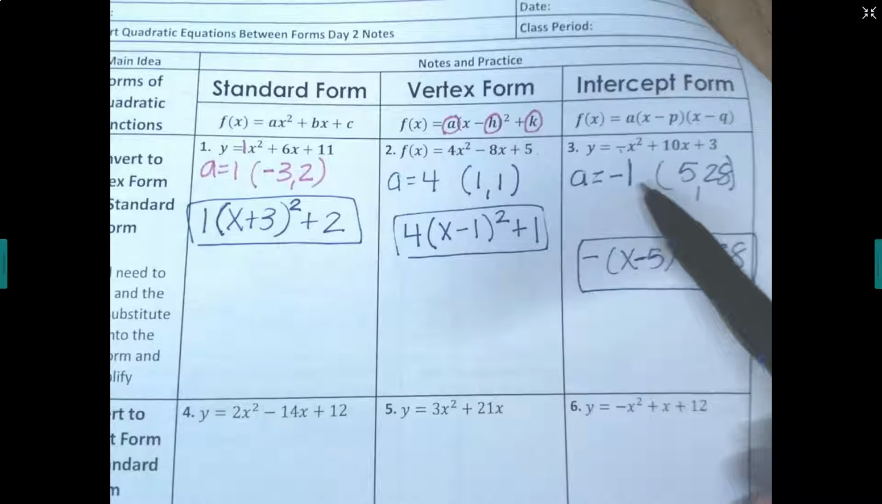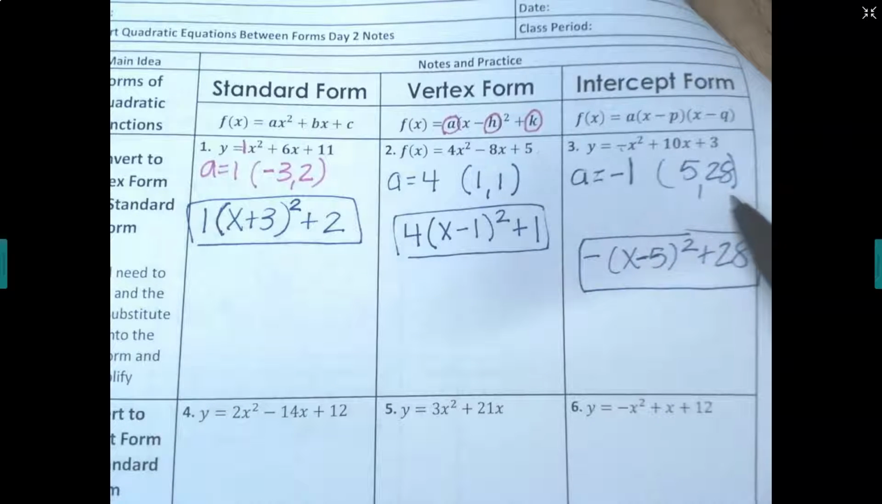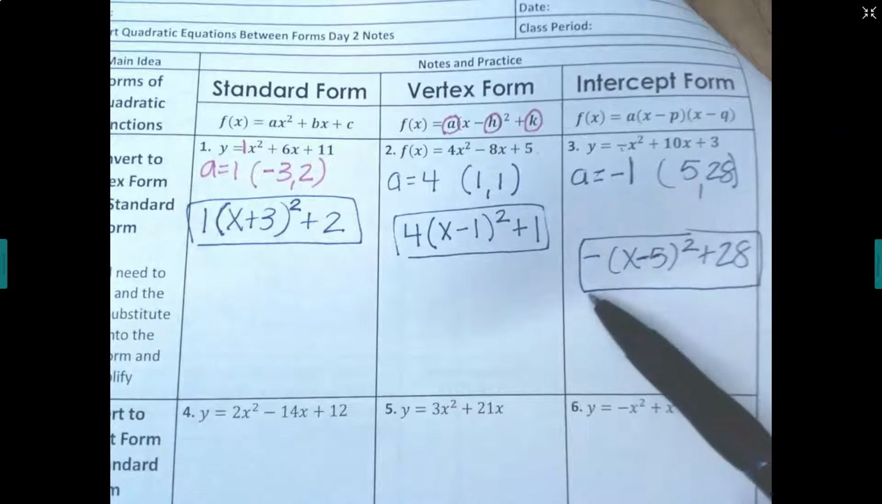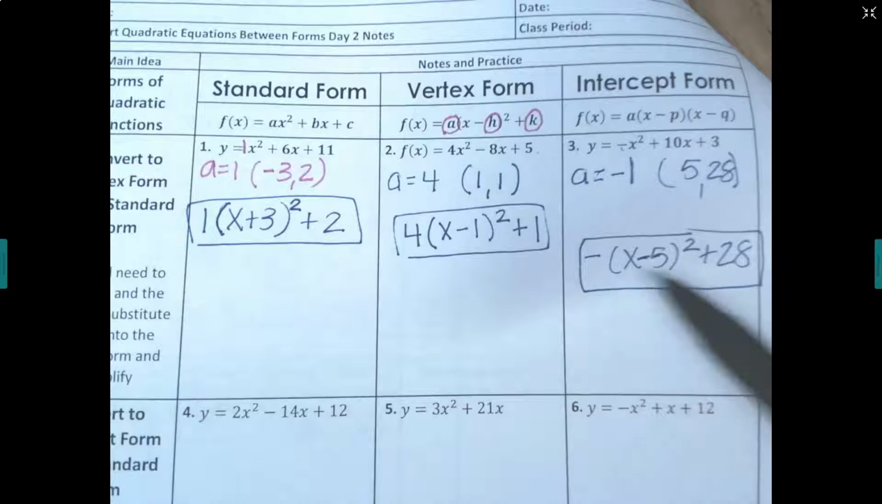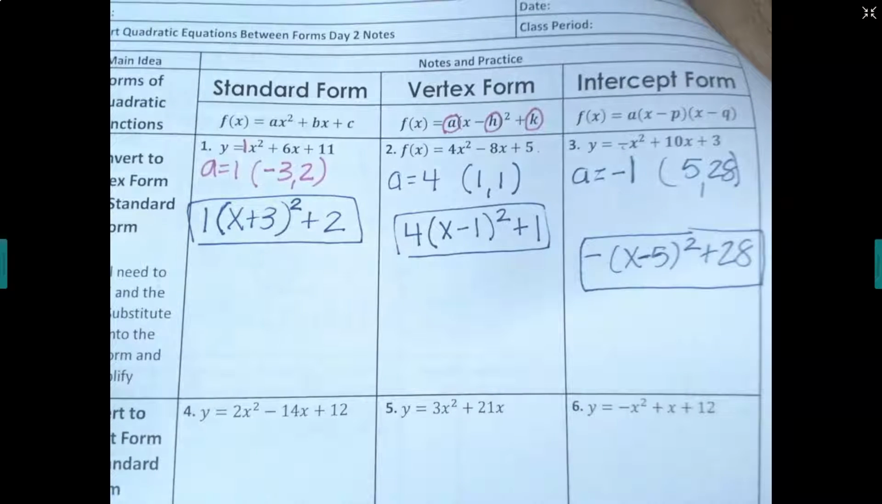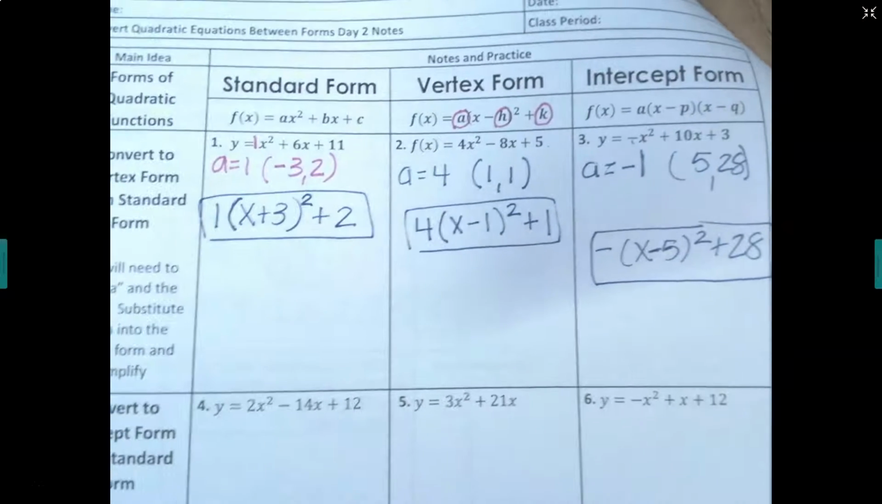Okay, the A value is -1. Your vertex should have been 5, 28. So when we plug it in, we should have gotten negative, parenthesis, X minus 5, close it, squared, plus 28. Alright, so hopefully you're getting the hang of that one. And we're going to go to a slightly more difficult one.